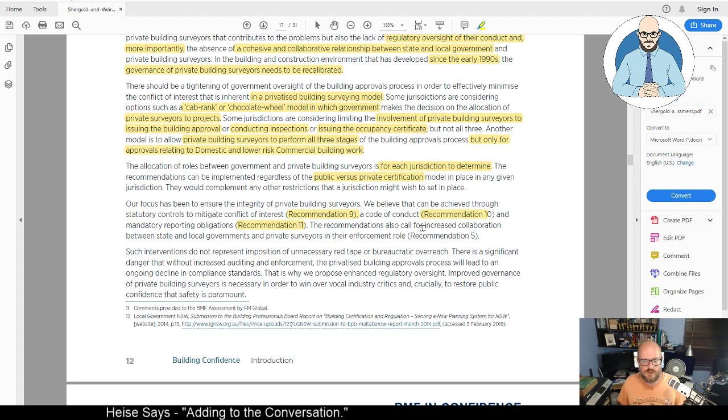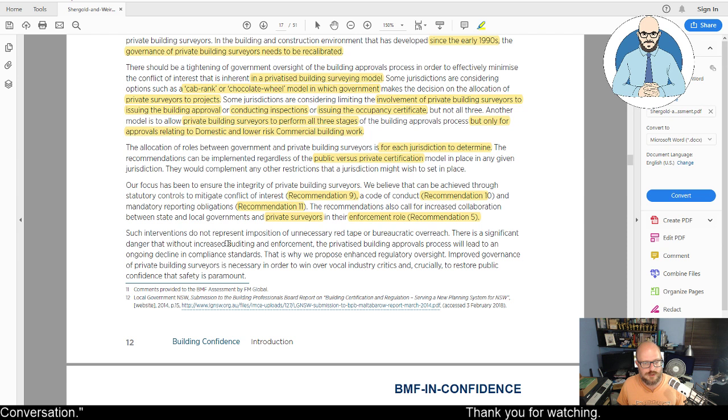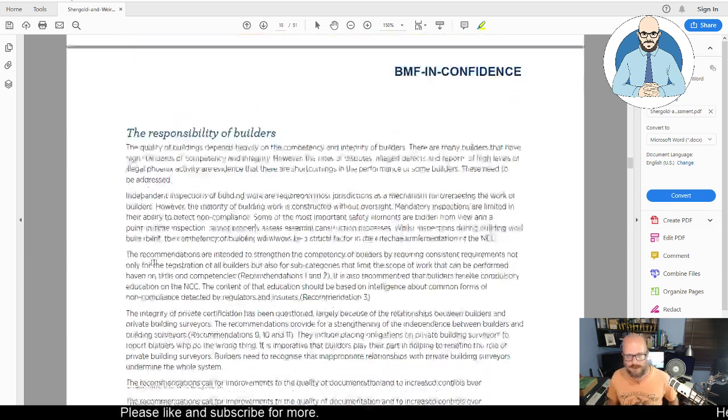The recommendations also call for increased collaboration between state and local governments and private surveyors in enforcement roles. Such interventions do not represent imposition of unnecessary red tape or bureaucratic overreach. There is a significant danger that without increased auditing and enforcement, the privatized building approvals process will lead to an ongoing decline in compliance standards. This is why we proposed enhanced regulatory oversight. Improved governance of private building surveyors is necessary in order to win over vocal industry critics and, crucially, to restore public confidence that safety is paramount.